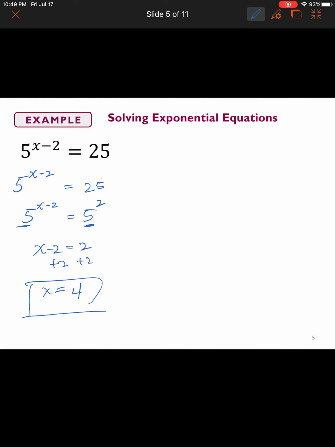The domain of exponential functions is all real numbers, so you never have to check the validity of your solutions for exponential equations.